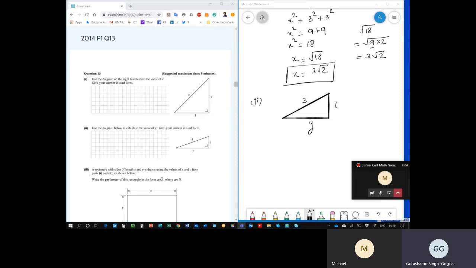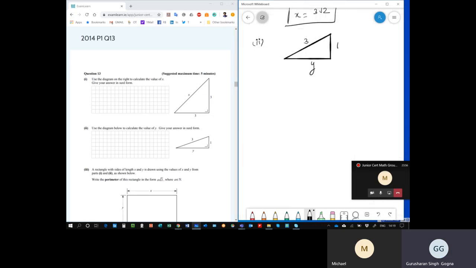Next we need to find the value of y in surd form. Now, what is my hypotenuse here? The hypotenuse is 3 because it is opposite to the 90-degree angle. So you have to be careful with the choice of hypotenuse. So 3 squared equals y squared plus 1 squared.